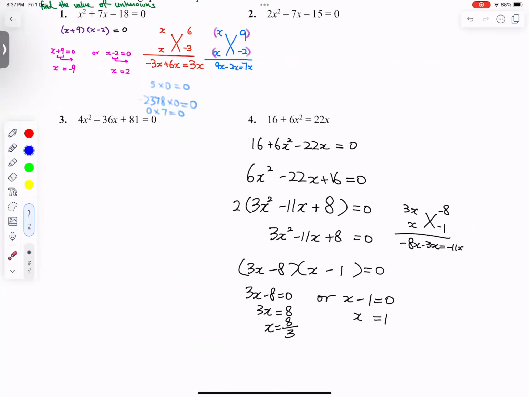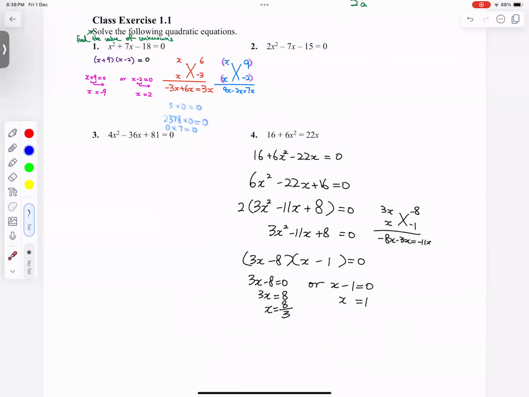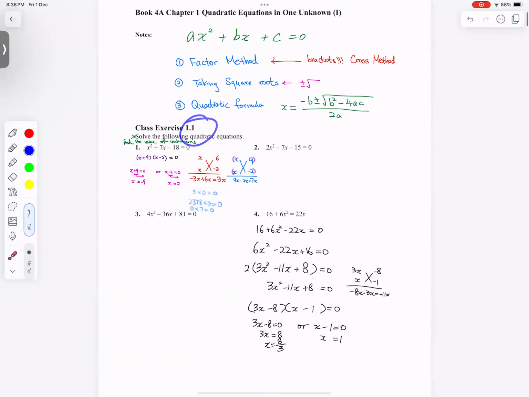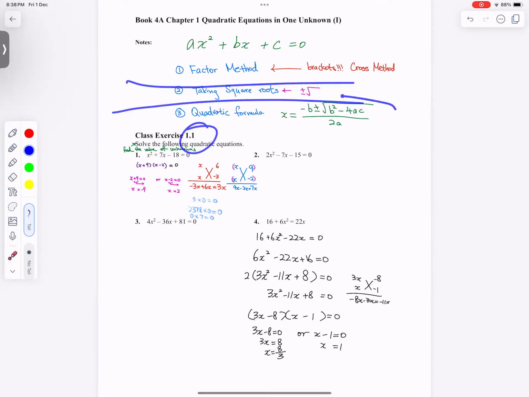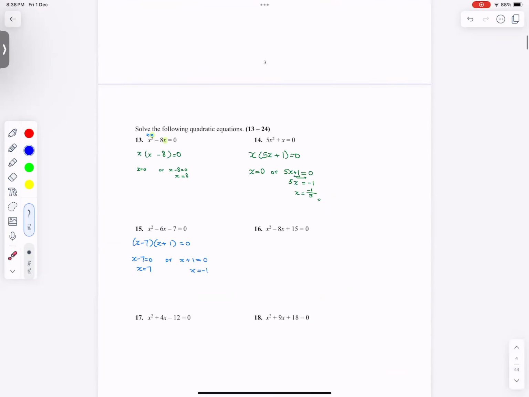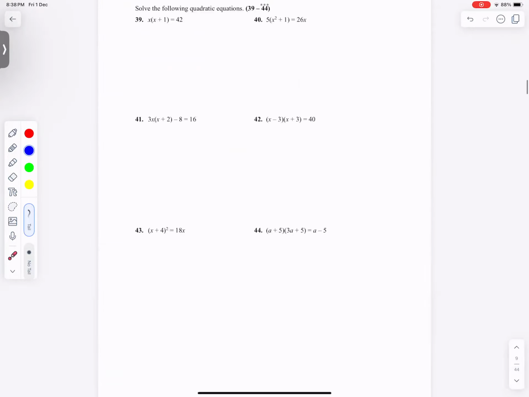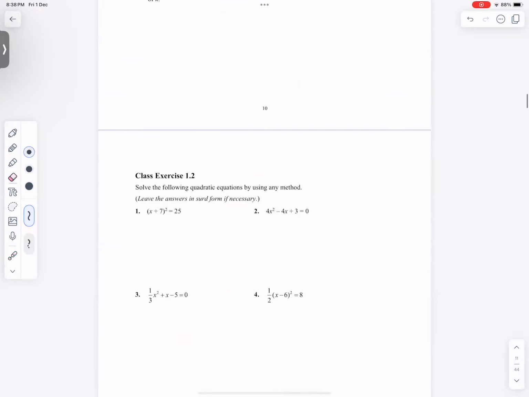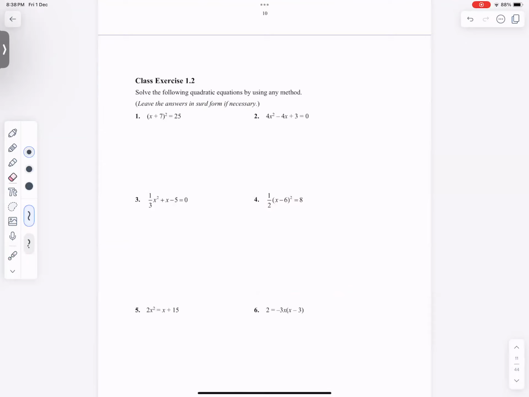Oh, so that means section 1.1 is clear already. We are done with factor method and this. So basically that is left. Because these are all just for practice. You can do whenever you have time. Okay. Yep.